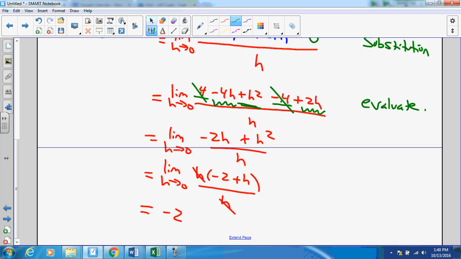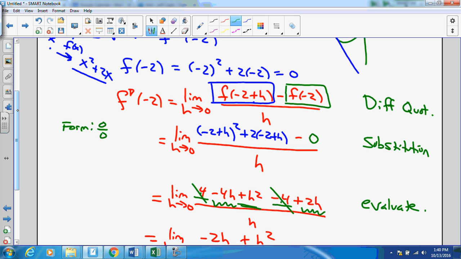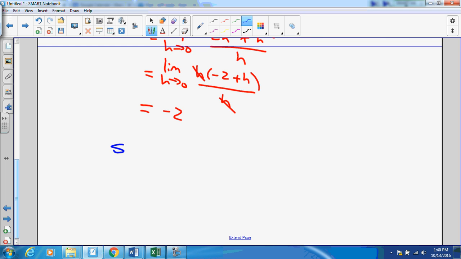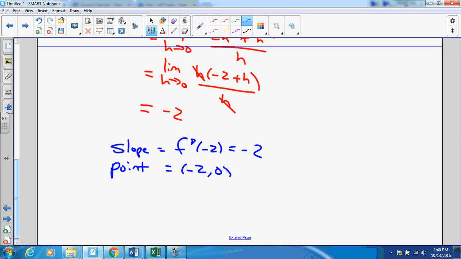Well, let's finish off our problem, because as proud as we are of the work we have done, f prime of negative 2 equals negative 2 isn't the answer to the question. The question was what is the equation of the tangent line? And now what I've done is to find the slope of that tangent line. And I have a point already, so I'm now ready to put it all together. Y minus y1 equals slope times x minus x1, and done.